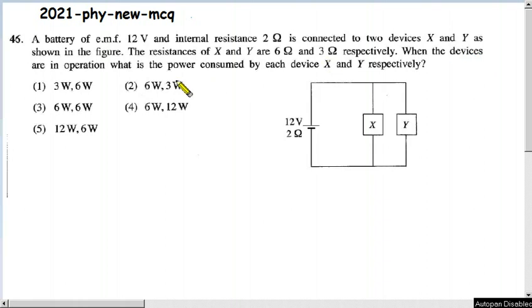When the devices are in operation, what is the power consumed by each device X and Y respectively? Children, this question is a very easy one, so let us do it. First I will explain how to do this the short method. I will show you the short method.